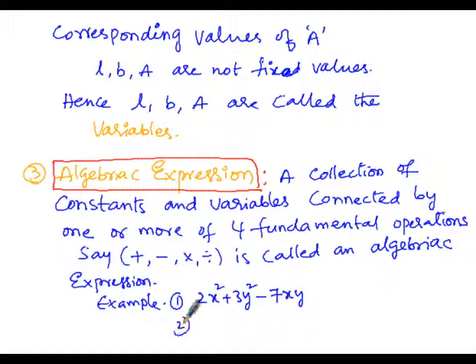Then the second example is 5x square minus 9xy plus 1 by 2y square. This also will come under the algebraic expression. There are two variables x and y and these terms are connected by means of the positive and negative symbols which are from the fundamental operations.